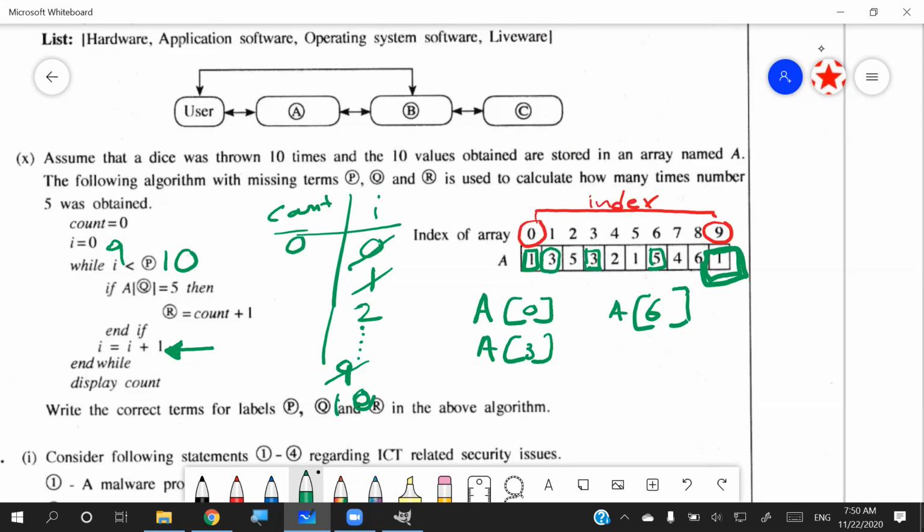So the while loop will end the execution, because I is not larger than 10, I is equal to 10. Which dissatisfies whether I is less than 10, right? So the answers will be P is 10, Q is I, and R is count, right?